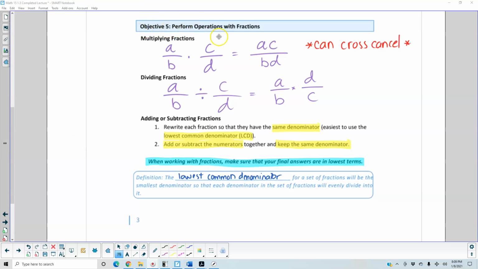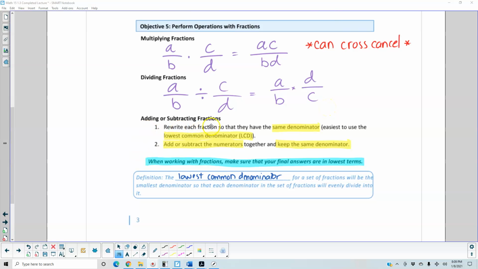Objective 5, perform operations with fractions. Multiply fractions. A over B times C over D is equal to A times C over B times D. Dividing fractions, A over B divided by C over D. We take the reciprocal of C over D and then change this to multiplication. So that's going to equal A over B times D over C. And we can also cross cancel if we wanted to in these examples.